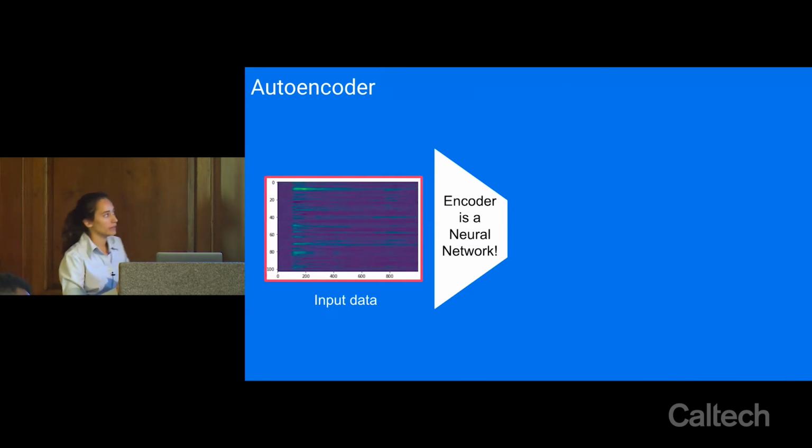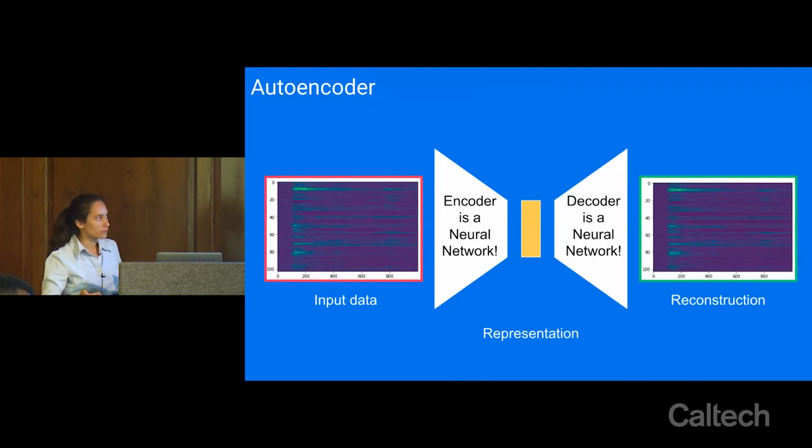So this is what you should expect. We're going to use a neural network to embed it into a representation space. And then we are going to build a decoder. And the decoder will create a reconstruction, and that is what it will look like.